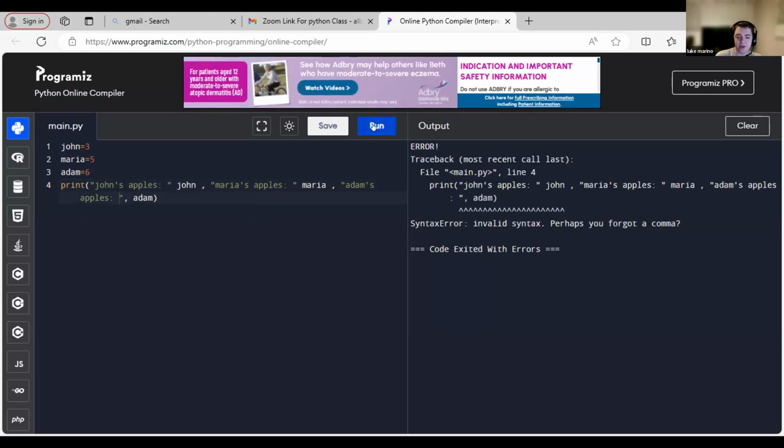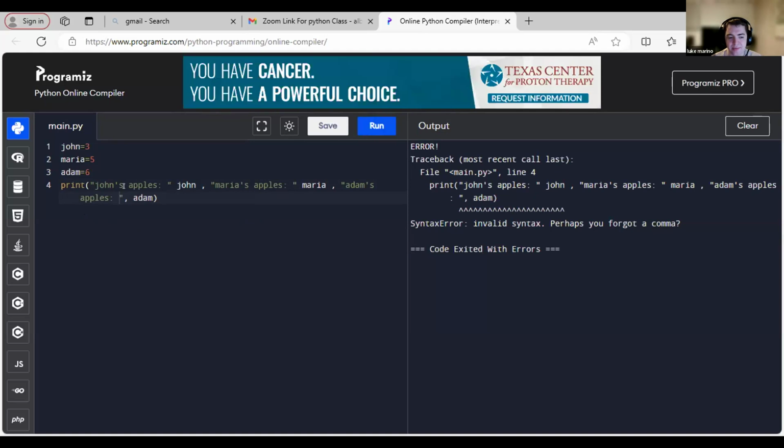So the reason you actually have the error, and it says it right here, invalid syntax. Perhaps you forgot a comma. You should put a comma right after the first string. So right after John's apples and before John, you put a comma. Right there. Yep.